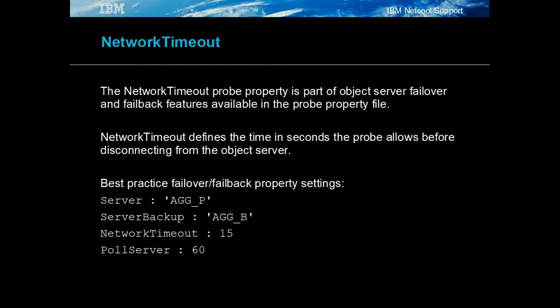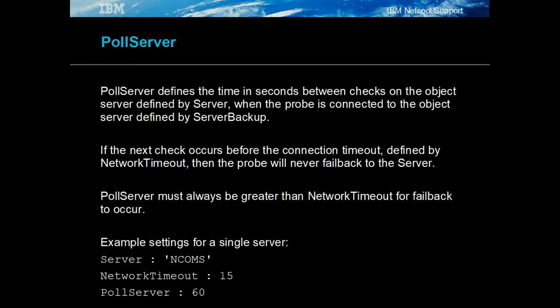It is part of the object server failover failback feature and requires poll server to be set whenever set. The best practice settings are low to ensure failover and failback occur in a timely manner. Poll server defines the period in which the primary object server is polled. For the poll server property to work, it must be greater than the network timeout setting. Even when setting just the poll server property, it is recommended to set both the network timeout and poll server settings.